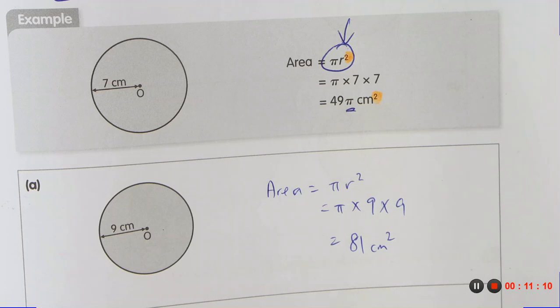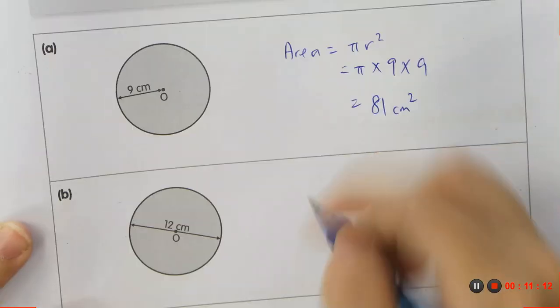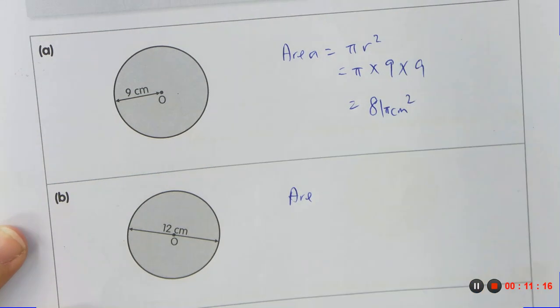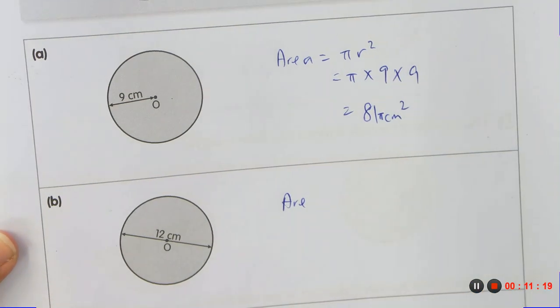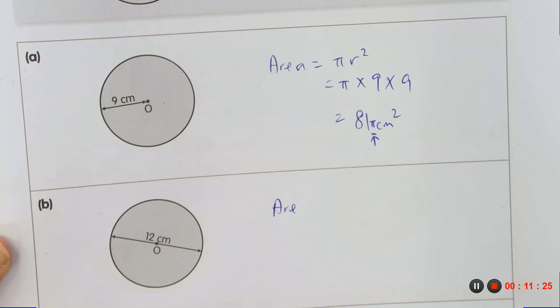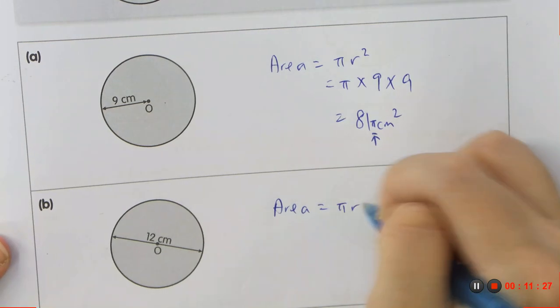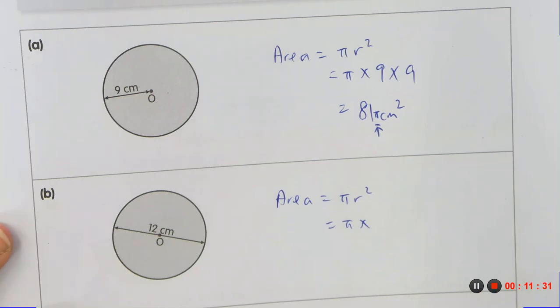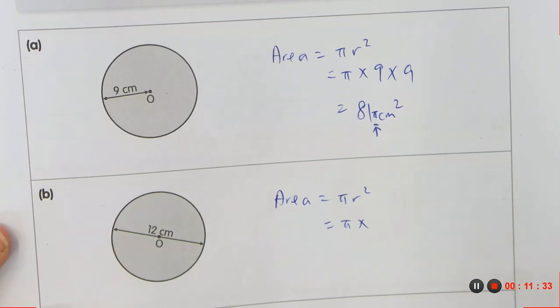Okay, next up, Kai Shen. Area, 81 pi, sorry. Don't forget the pi, very important. The most important identity. Without pi, it's not accurate at all, it's immediately wrong. Area equals pi r square, pi times 6 times 6.